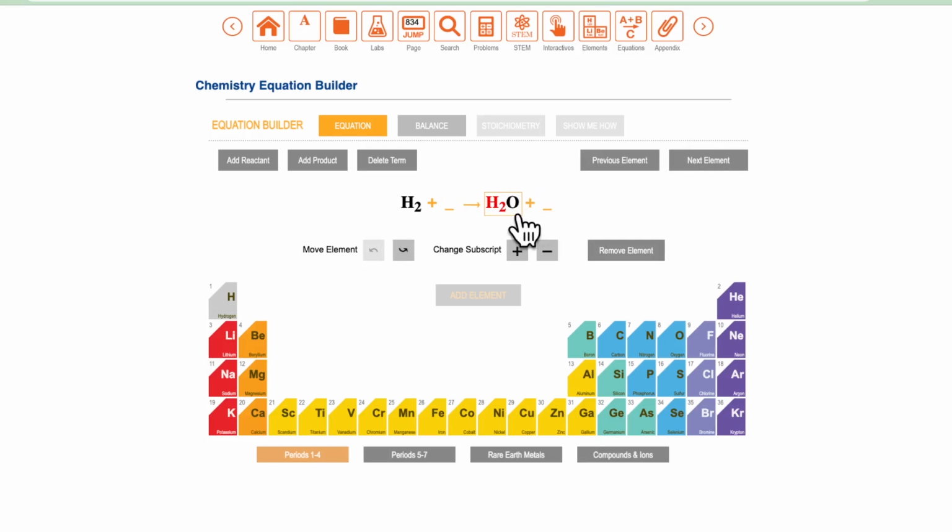If I want to go to a compound and remove a particular element from the compound, I can select Remove Element rather than deleting the entire term. Let me start with a fresh equation by deleting all of the terms. Starting with a reactant. How about something a little more complicated?